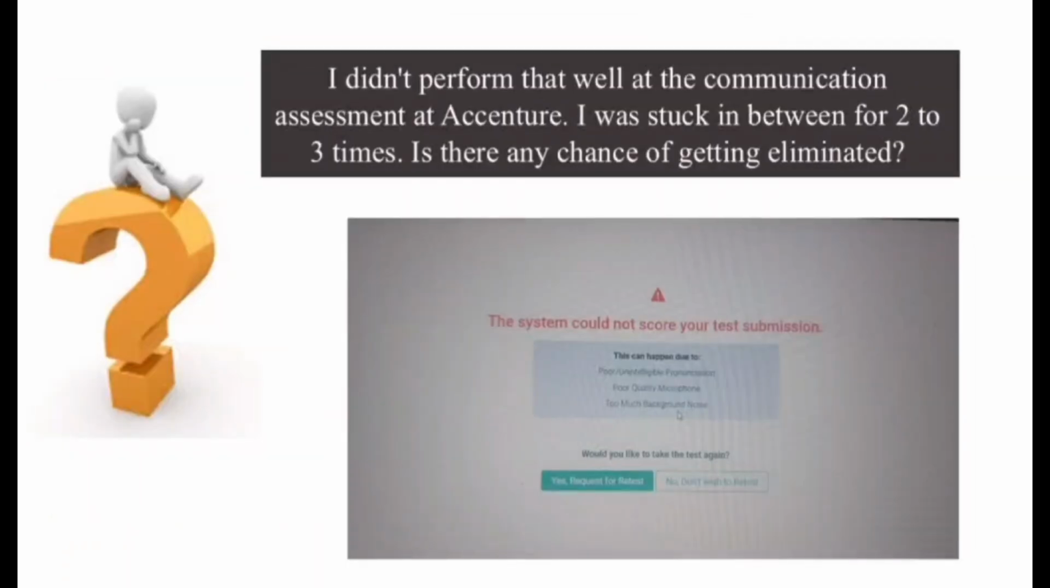Let's get into the next query. I did not perform well in the communication assessment at Accenture. I was stuck in between 2 to 3 times. Is there any chance of getting eliminated?